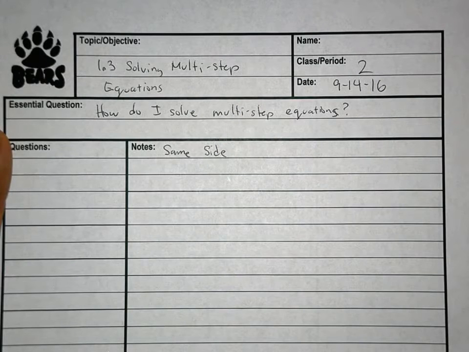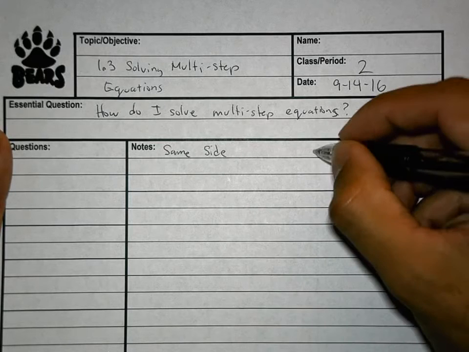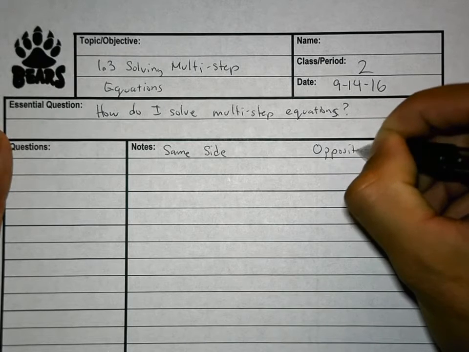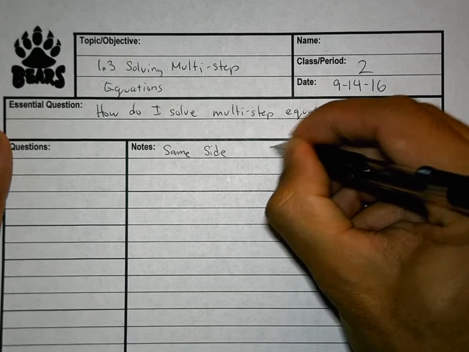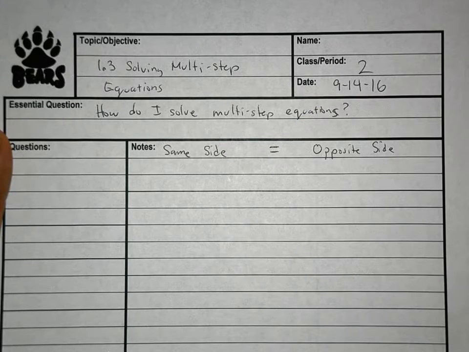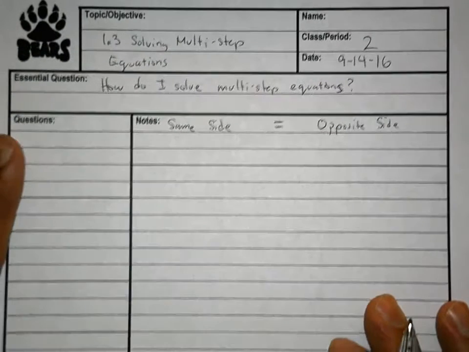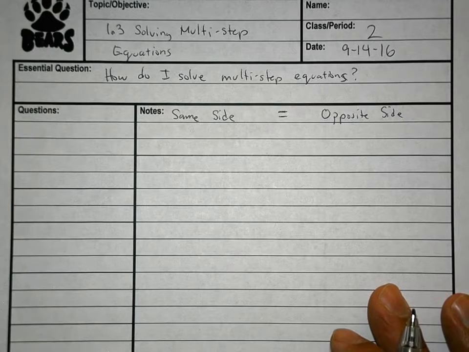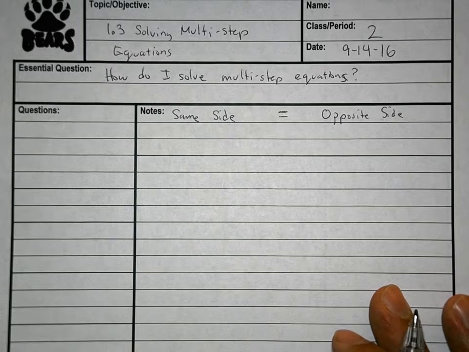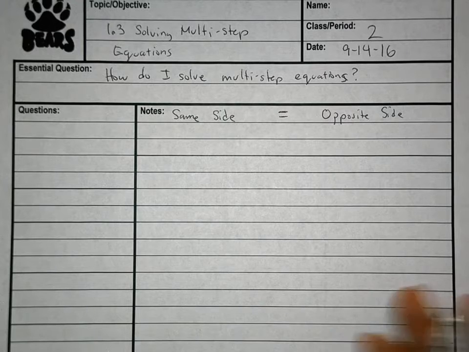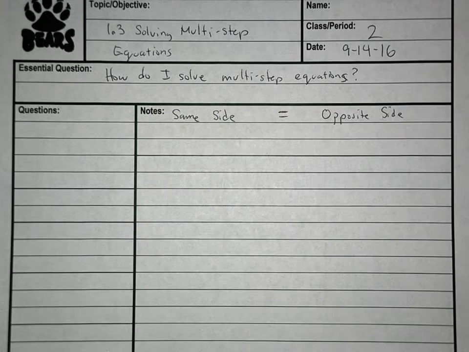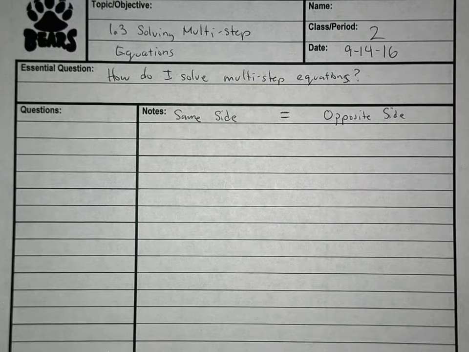Are you on the same side of the equal sign? Or are you on opposite sides of the equal sign? I'm going to put the equal sign right here in the middle, just like this. There's the same side of the equal sign, and then there's the opposite side. And this is really important because if you're on the same side of something, you don't do things when they're on opposite sides. And when they're on opposite sides, you don't do the things that you do when they're on the same side. That's really, really important for you to understand.